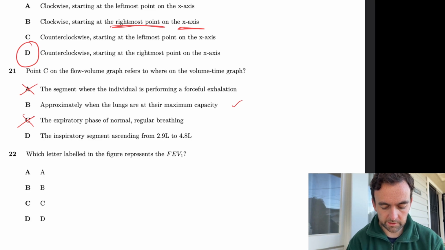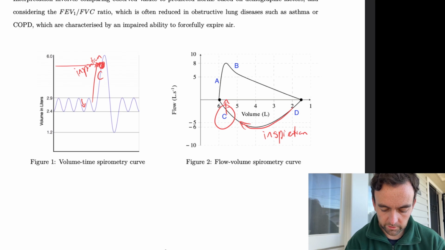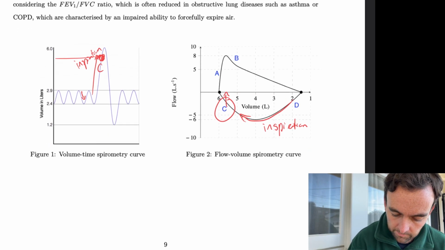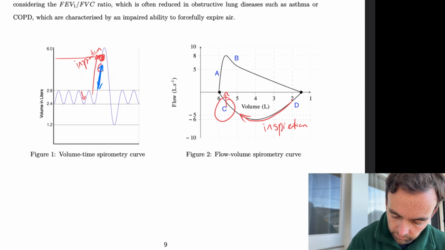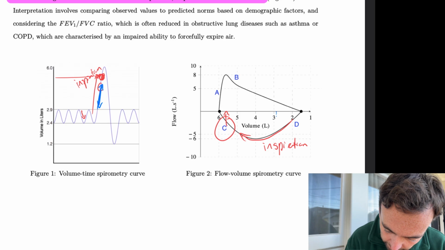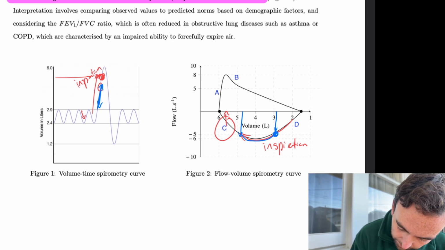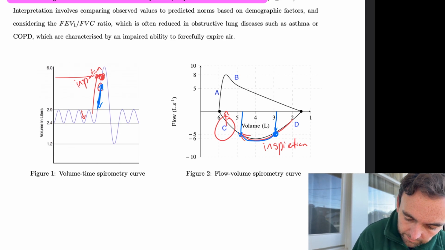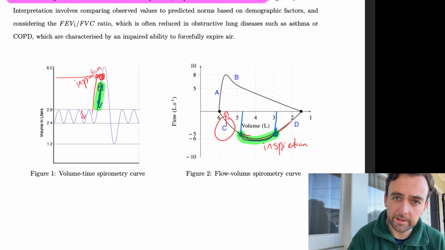And the inspiratory segment ascending from 2.9 litres to 4.8, which is not quite it, because that would be going from kind of here to here. Just to prove my point, we could map that from 2.9 on this volume axis to 4.8. So it'd basically be that segment there. If I highlight that in green, that segment is the same as that segment.